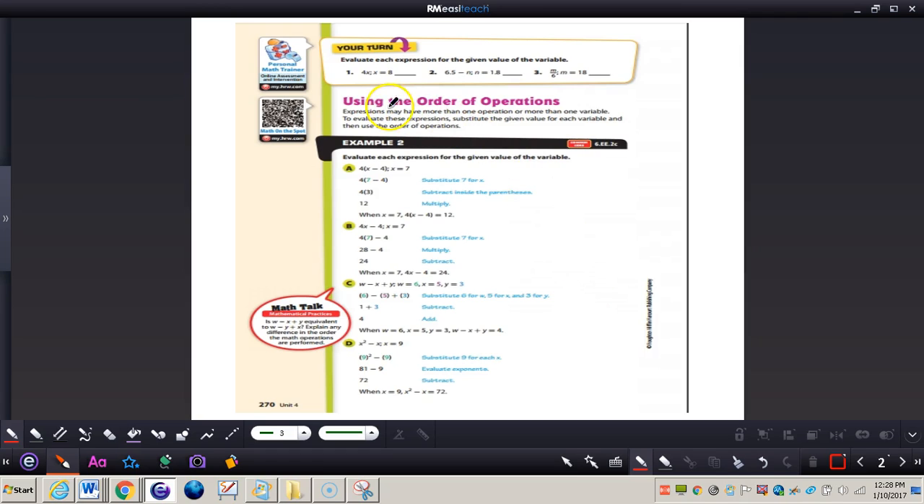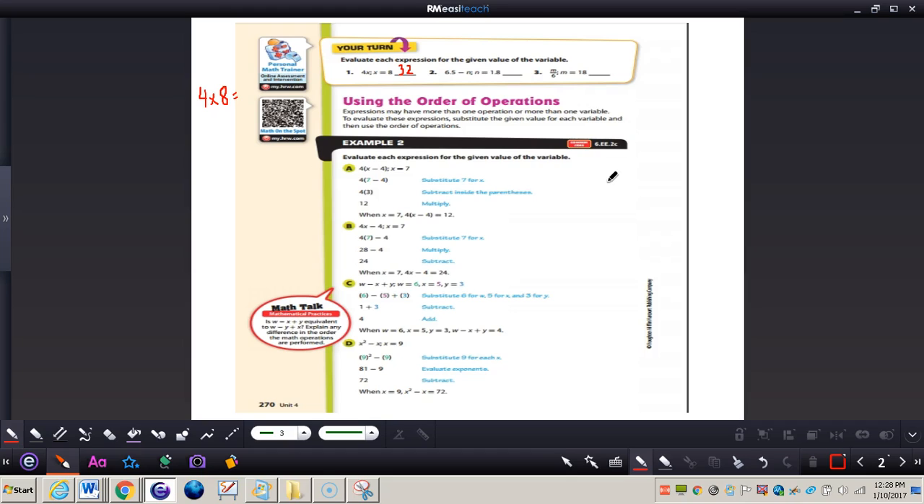So for number 1, we have 4 times x. Now x equals 8. So we can set this up. 4 times, so the x equals 8 now. Replace that variable with an 8. So 4 multiplied by 8, pretty simple, giving us 32. Let's take a look at number 2.